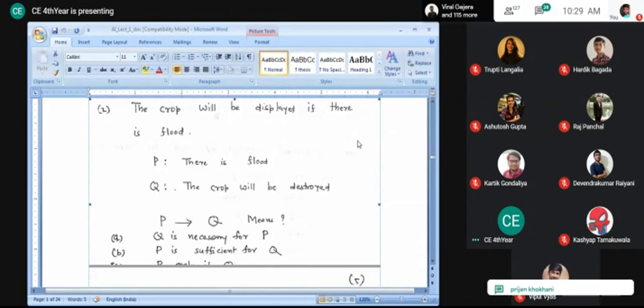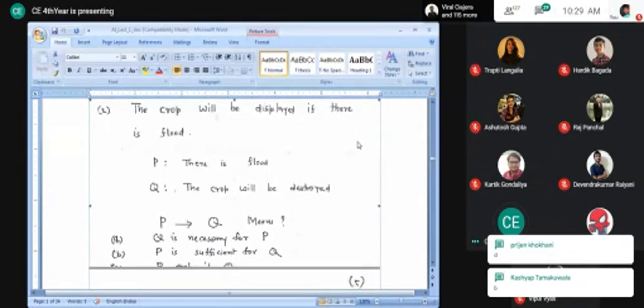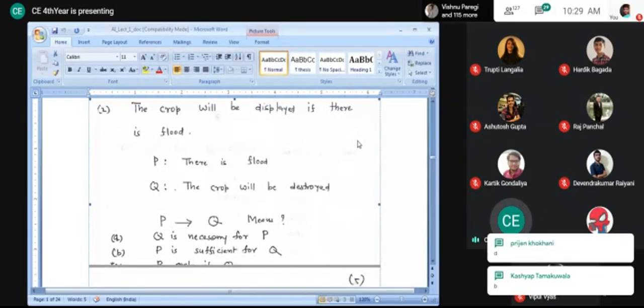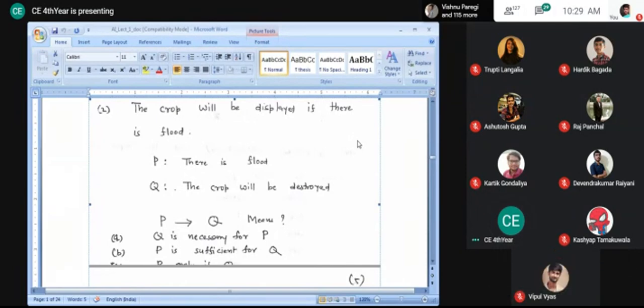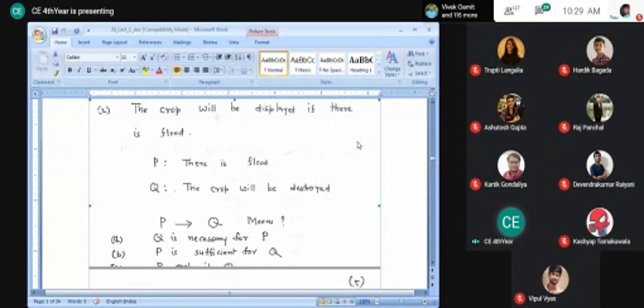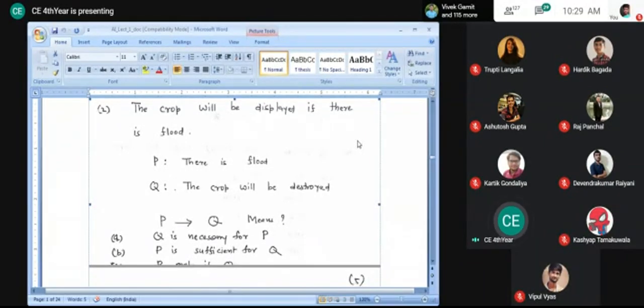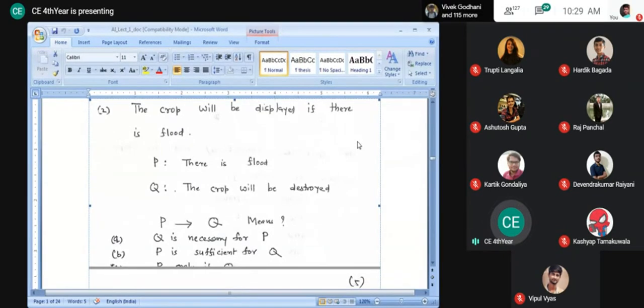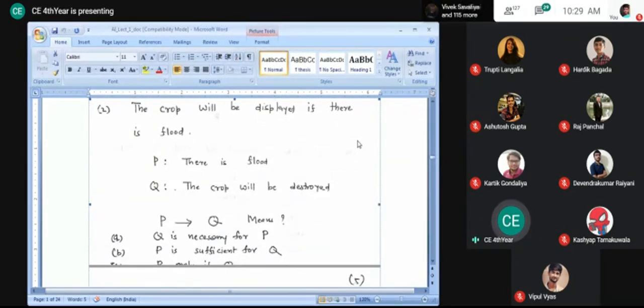The answer which I have got from Jaimeen and from Devang is B, P is sufficient for Q. Let us see whether it is B and D, many B's, some D's. So the options are B and D. The correct answer seems to be B and D.